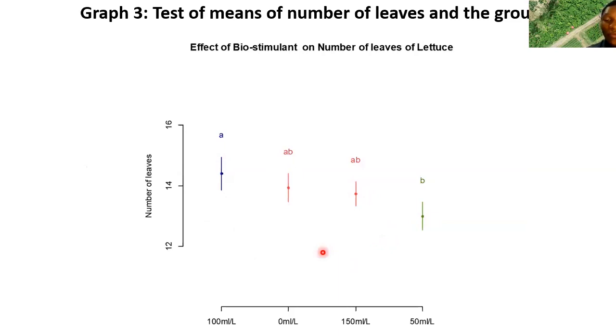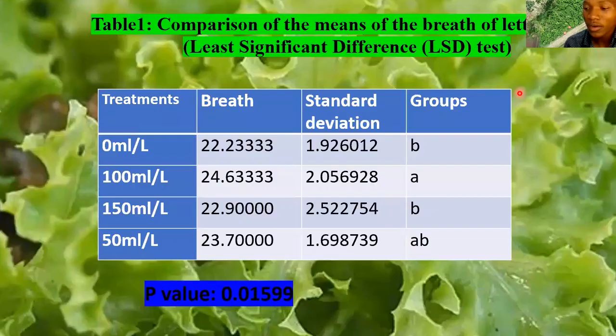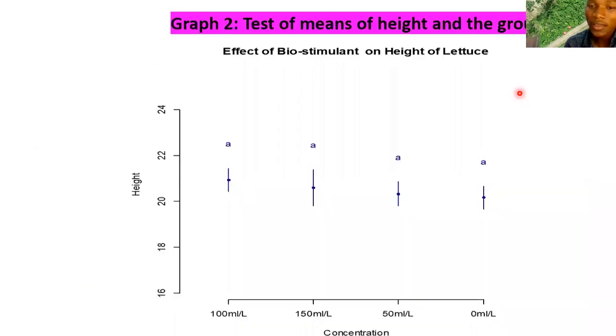So that means having the best development of roots and also recording the highest breadth, the 100 milliliters was the best of all. So in conclusion, from the data generated, we can deduce that 100 milliliters was the best concentration compared to the 50 milliliter, the 150 milliliter, and the 0 milliliter.